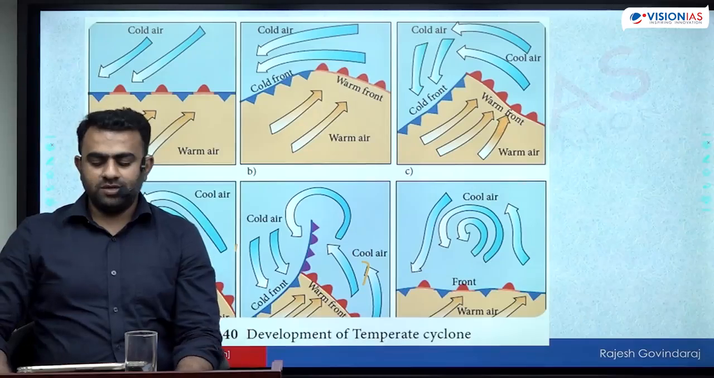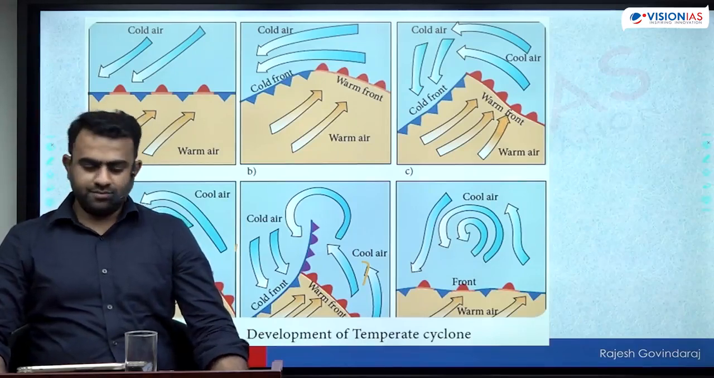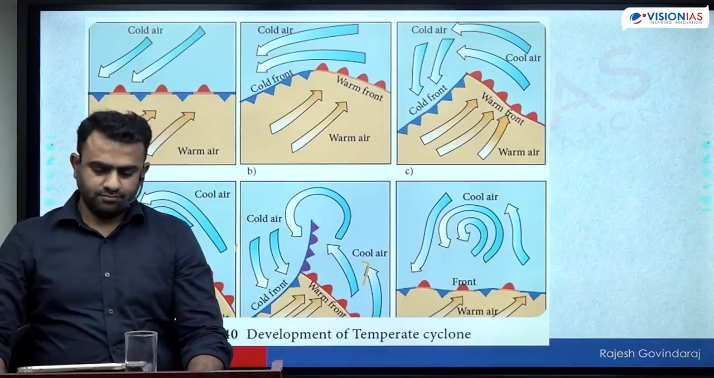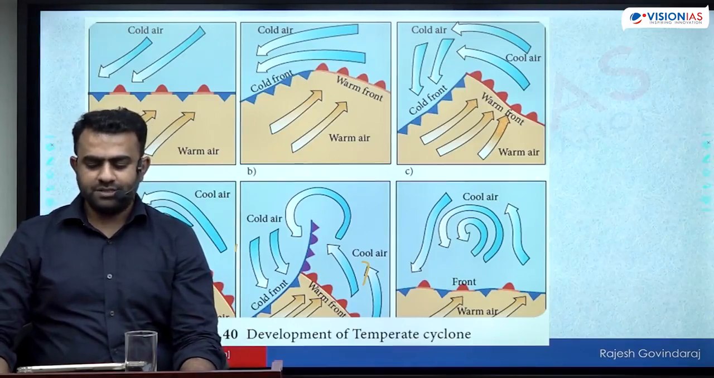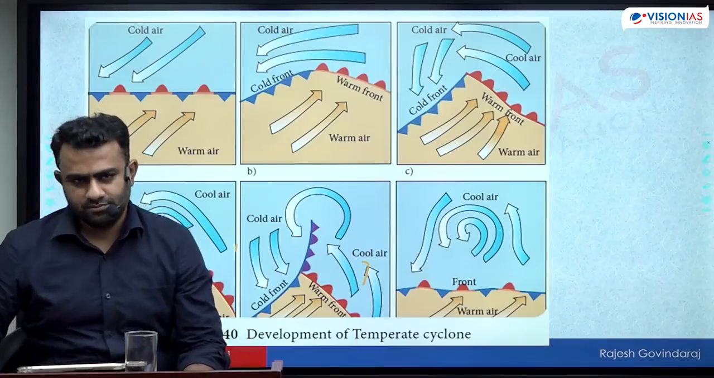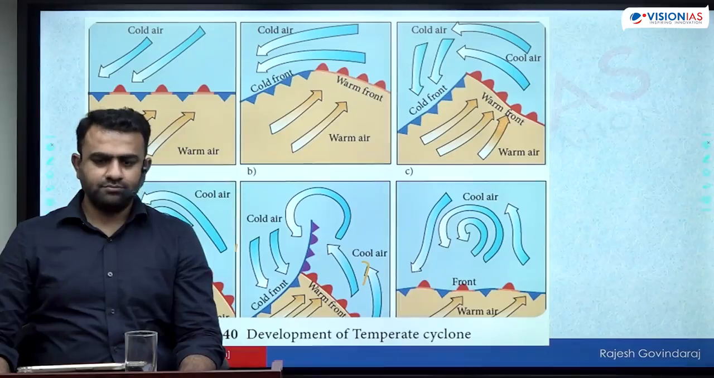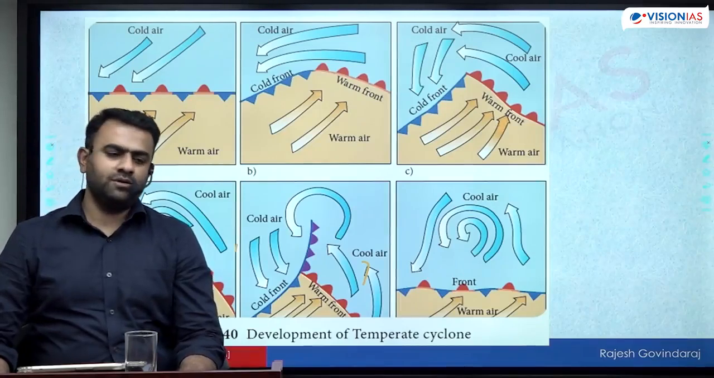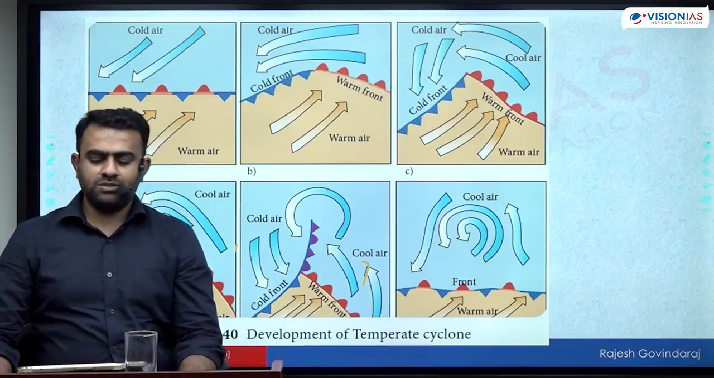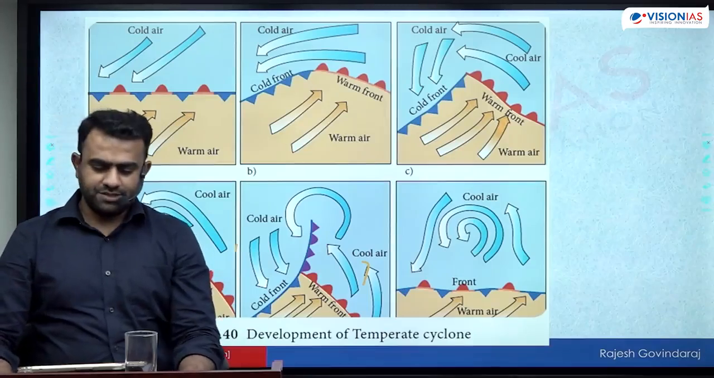First point. Jet streams being quasi-horizontal in nature result in upper divergence in some locations, which allows surface convergence.